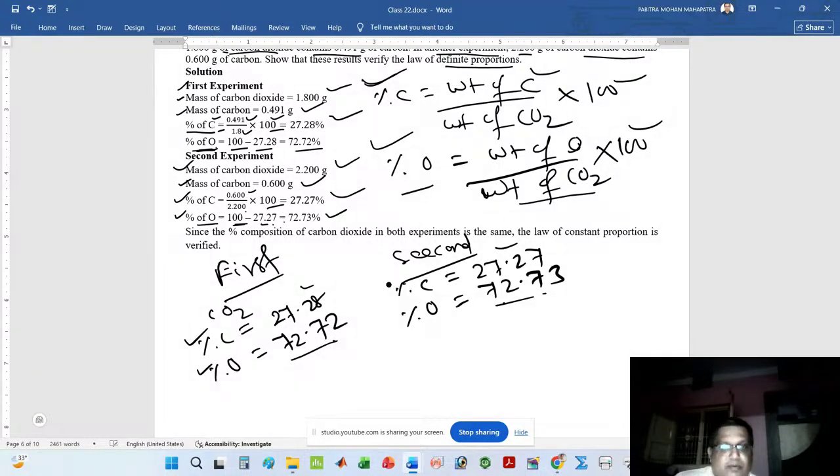That means the carbon dioxide used in the first experiment must have the same composition as the carbon dioxide used in the second experiment. Since the percentage composition of carbon dioxide in both experiments is the same, the law of constant proportion is verified.